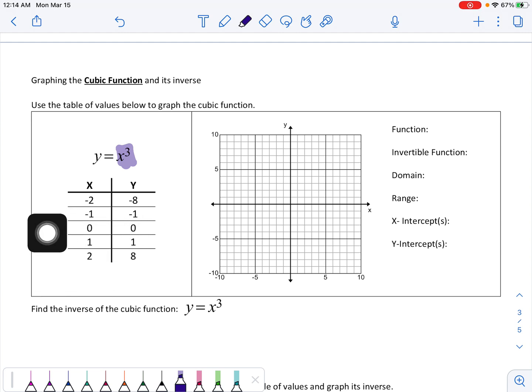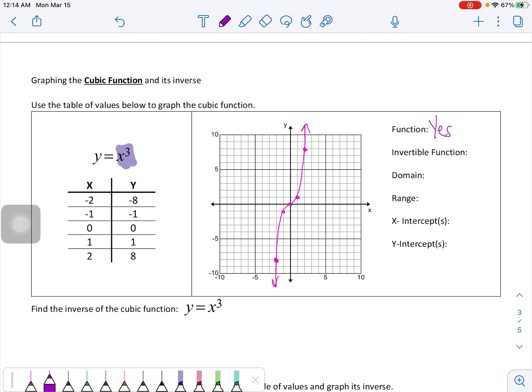So negative 2 to the third power is a negative 8. Same thing with all the rest of them. So let's go ahead and graph those. So negative 2, negative 8, negative 1, 0, 0, positive 1, and then positive 2, positive 8. Now, I tend to draw the cubic function in two parts, or else I just don't seem to be able to draw it very well. So that's the basic cubic function.